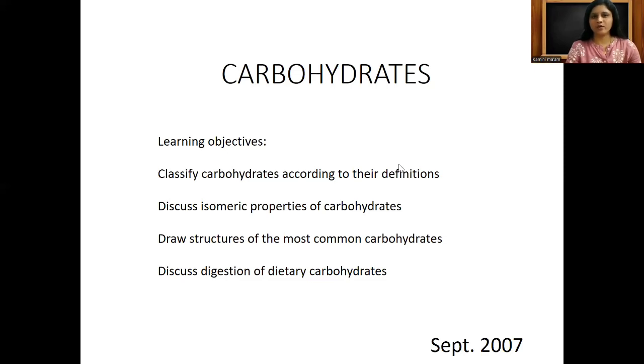So carbohydrates, we all know that carbo means carbon-containing compounds and hydrates means that they contain hydrogen and oxygen. The topics we are going to cover: classify the carbohydrates according to their definitions. Various definitions are there for the carbohydrate, and according to that, the classification is there. Then we will discuss the isomeric properties of the carbohydrate. Then draw the structures of the most common carbohydrates which are commonly used, and discuss the digestion of the dietary carbohydrates.